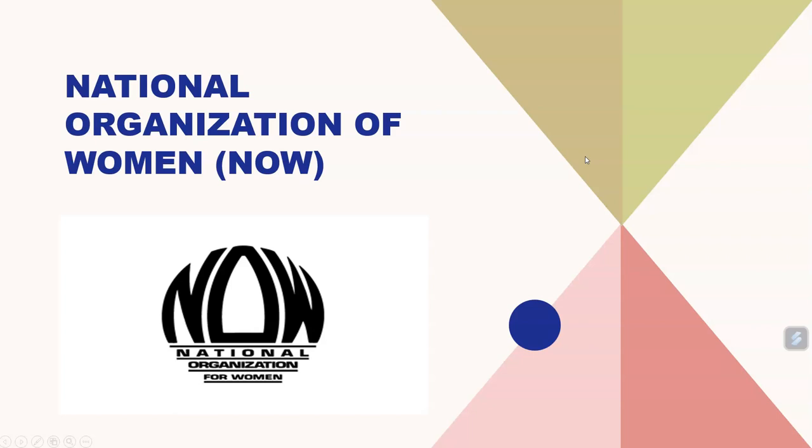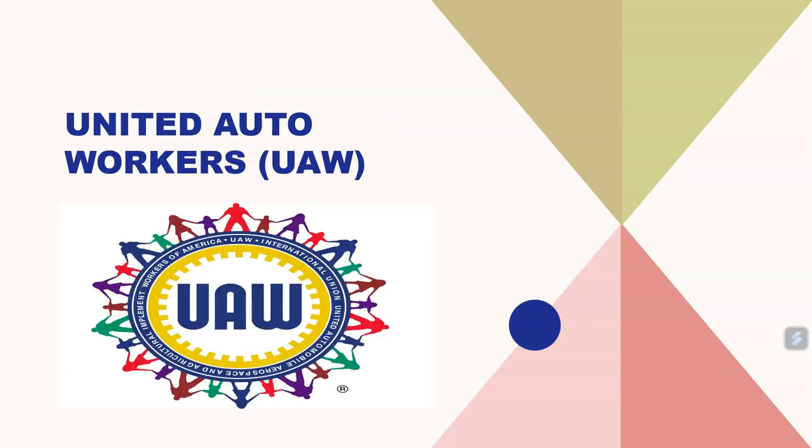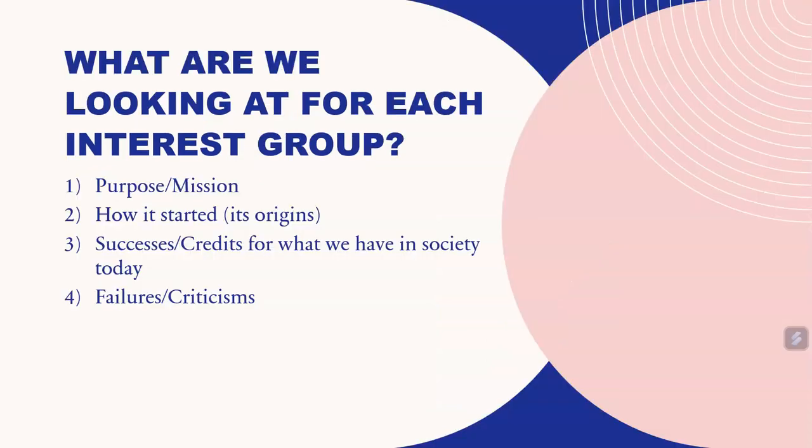The National Organization of Women, or NOW, these are women attempting to improve their situation in society. And the United Auto Workers. This is a labor union of people who build our cars, demanding benefits and pay and all that good stuff. Okay, now what we're going to be looking at for every interest group: the purpose and the mission of every group, how it started, its origins, its successes, credits for what we have in society today, failures and criticisms. And if you look at Google Classroom, there is one culminating writing assignment that will break this down.